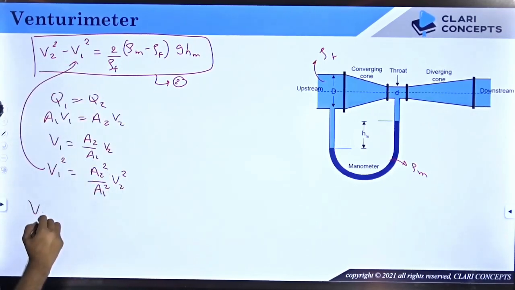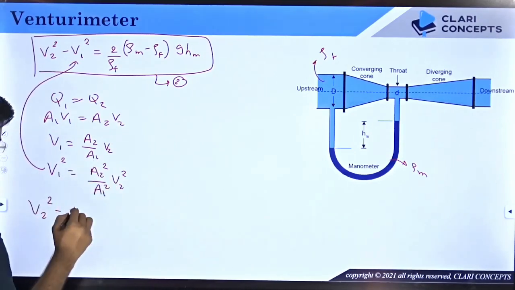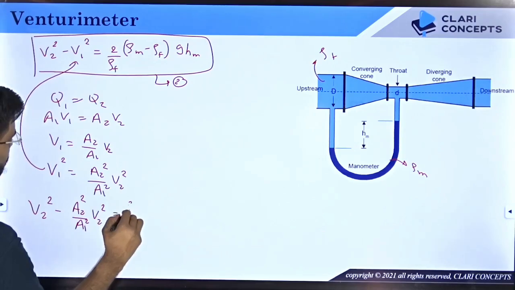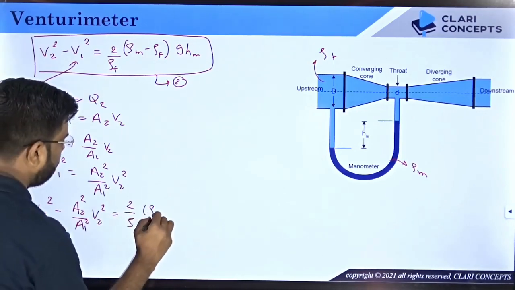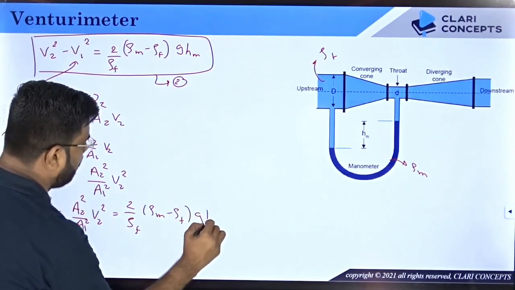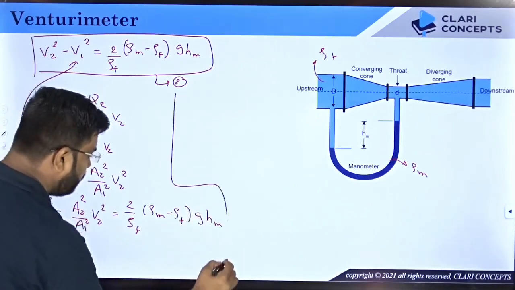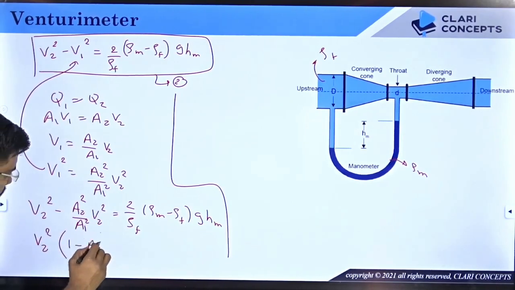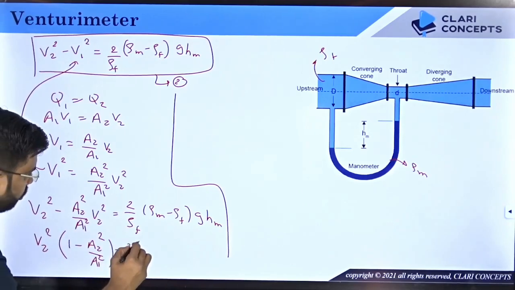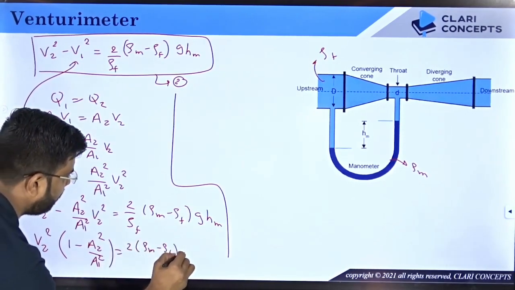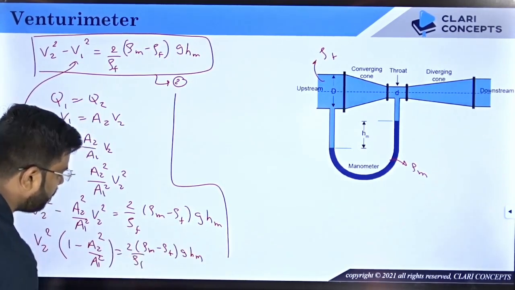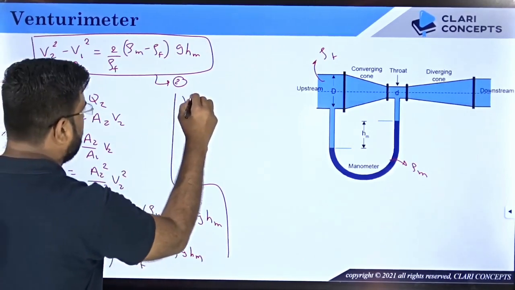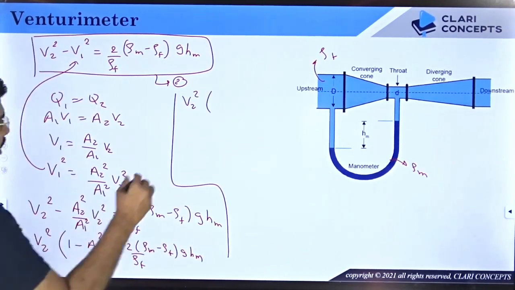You will get V2 square minus A2 square by A1 square into V2 square equals to 2 by rho f, rho m minus rho f into GHM. So now if you further solve this equation, you can take V2 common and out. So V2 square 1 minus A2 square by A1 square equals to 2 rho m minus rho f into GHM divided by rho f. Now you can write it like this, V2 square into A1 square minus A2 square divided by A1 square.